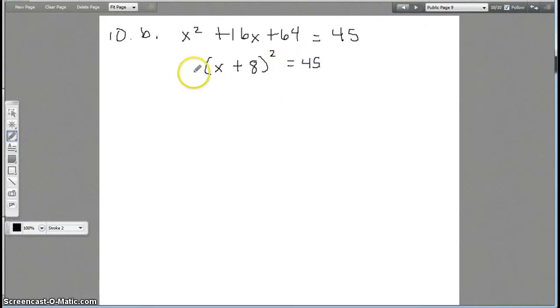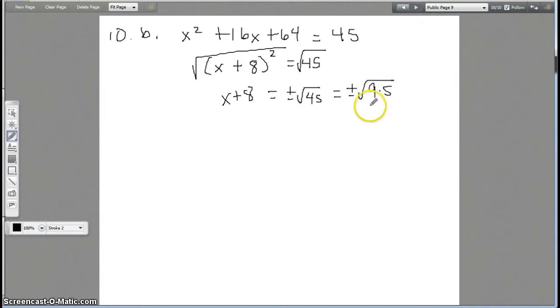Now we need to take the square root of both sides. When we take the square root of the left side, we get x plus 8. When we take the square root of the right side, we get plus or minus the square root of 45. 45 is not a square number, but it does have a square factor. We can rewrite that as 9 times 5. 9 is a square number. The square root is 3. So we can say plus or minus 3 times the square root of 5. So I'm going to rewrite this problem as x plus 8 equals plus or minus 3 square root 5.